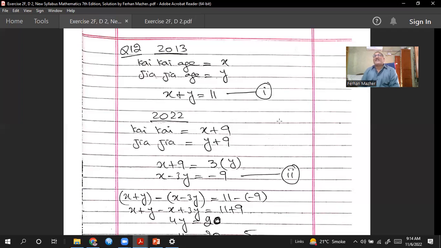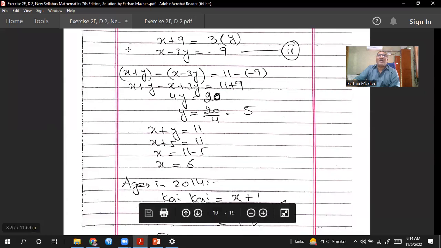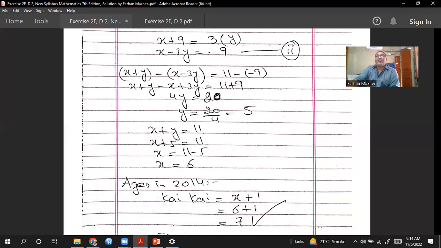So X plus Y minus bracket X minus 3Y bracket close equals 11 minus minus 9. So you will have X plus Y minus X plus 3Y equals 11 plus 9. So it will be 4Y equals 20. So Y will be 20 by 4, and that will be 5. Now, I will substitute this value in the first equation. The first equation was X plus Y equals 11. So X plus 5 equals 11. X equals 11 minus 5. So X will be 6.